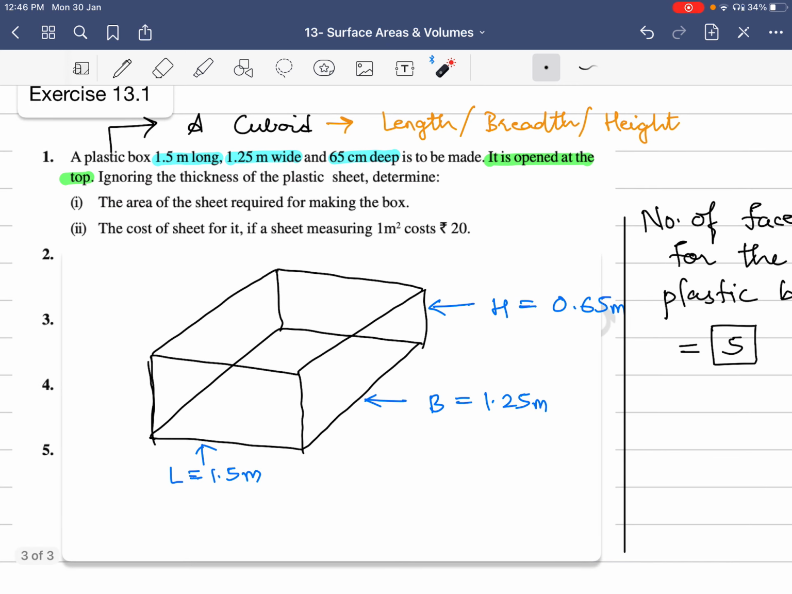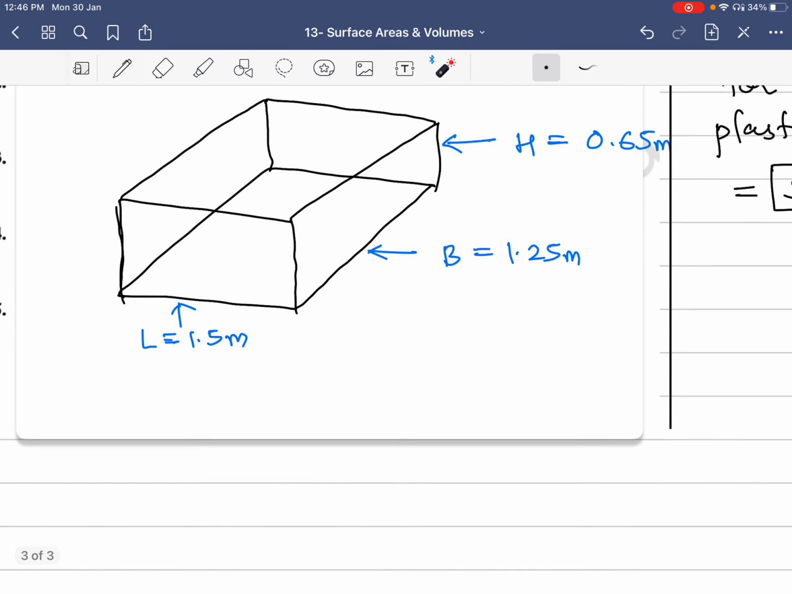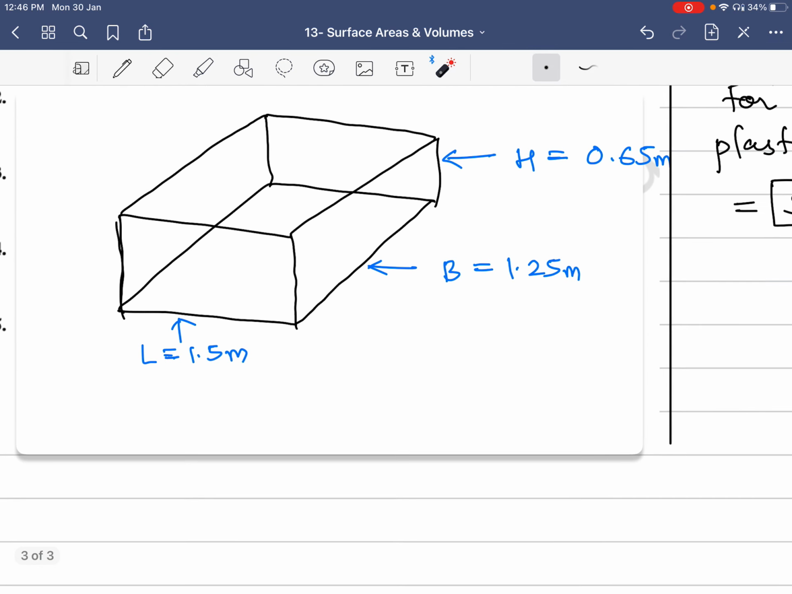Now let us try to calculate the surface area of this. So let's come down here. Let's go rectangle by rectangle. Let's try to trace it down. So this is one rectangle.